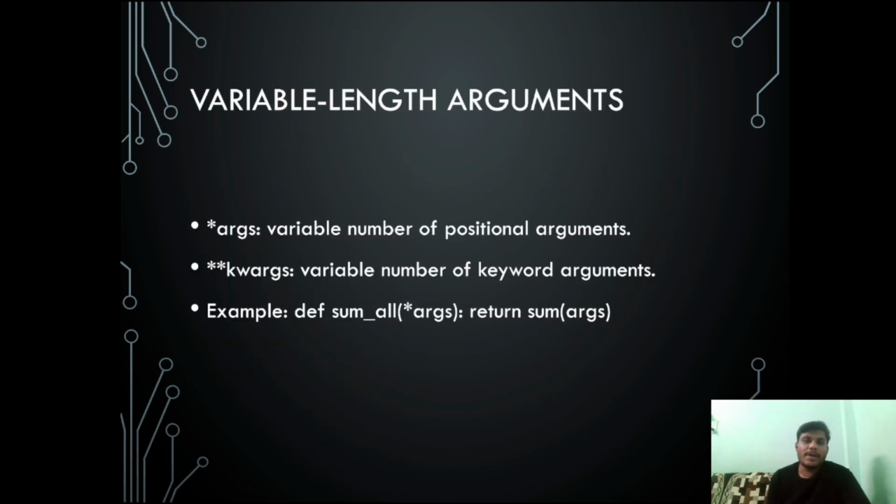Variable length arguments. Python allows functions to accept a variable number of arguments using *args for positional arguments and **kwargs for keyword arguments. Example, def sum_all(*args), return sum(args). This function can take any number of arguments and return their sum.